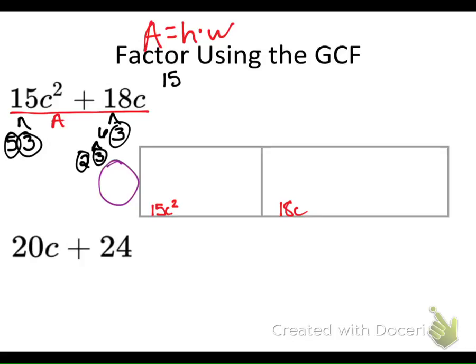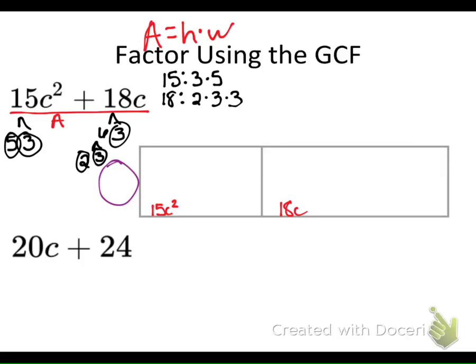Go ahead and write those out. So I have 15 equals 3 times 5. And then 18 is going to be equal to what, Isaiah? What's 18 equal to? What times what times what? 2 times 3 times 3. Perfect. Thank you.